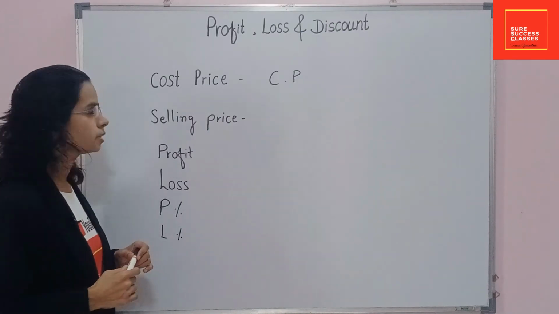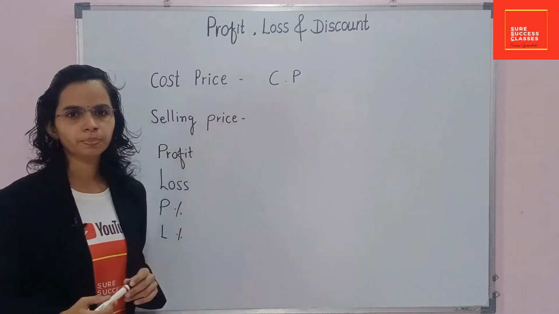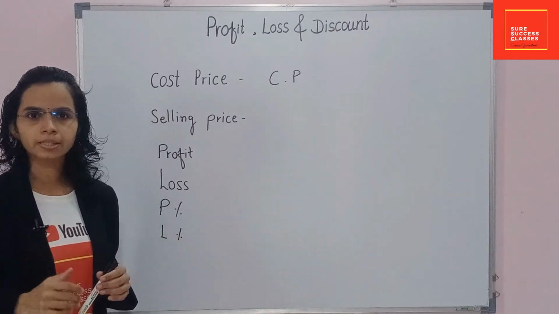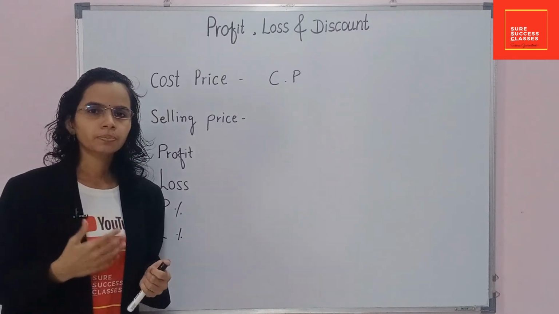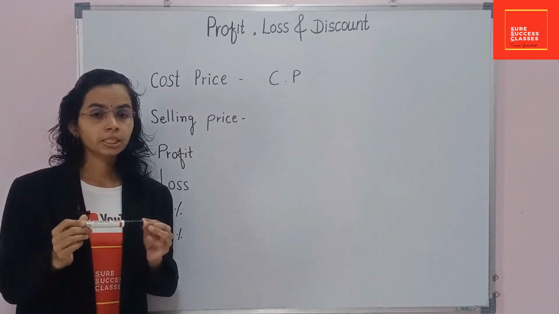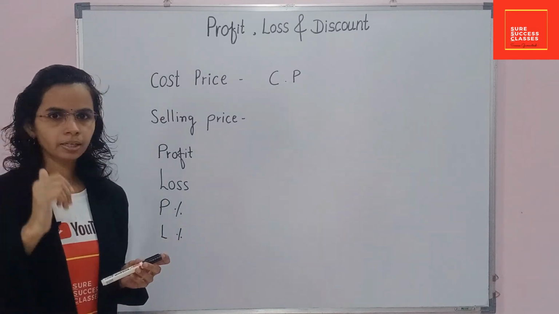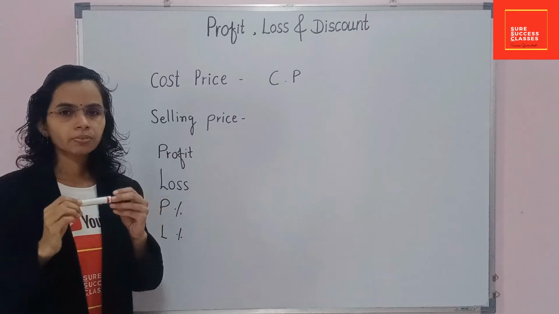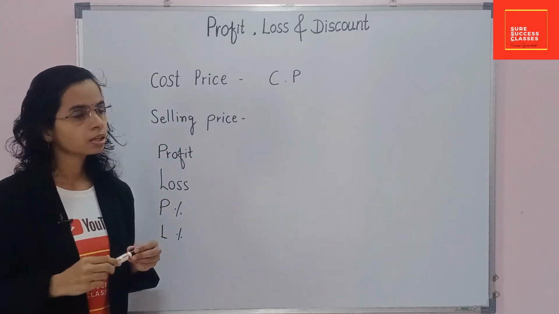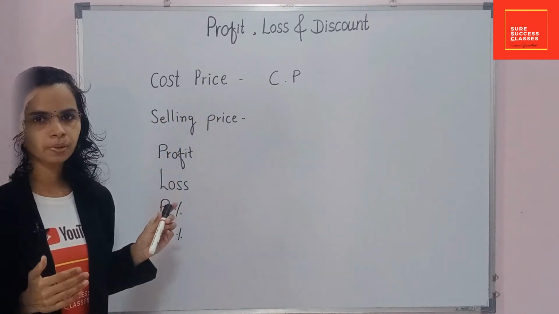First is cost price. In short, we can write this as C.P. I will try to explain this concept with the help of an example. If I am a shopkeeper and I am selling pens, at that time I will purchase these pens at a lower rate and will sell them at a higher rate. The rate at which I purchase these pens is nothing but cost price. I hope now the concept of cost price is clear.